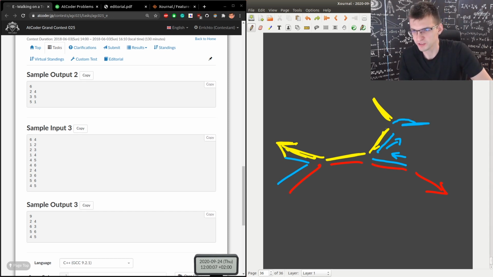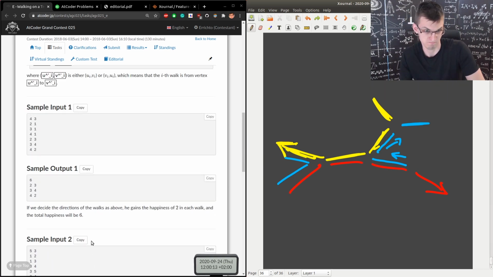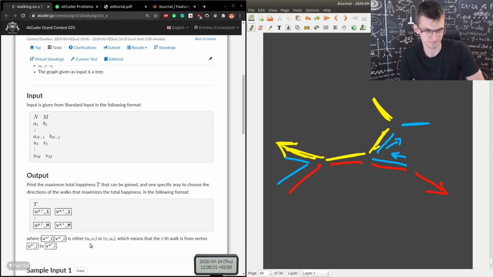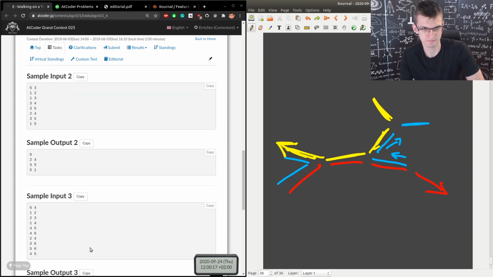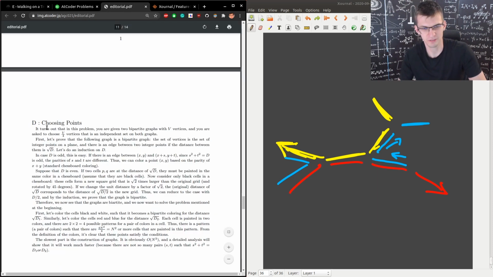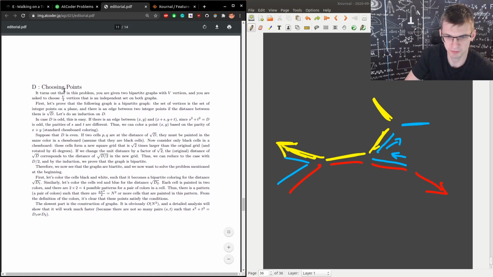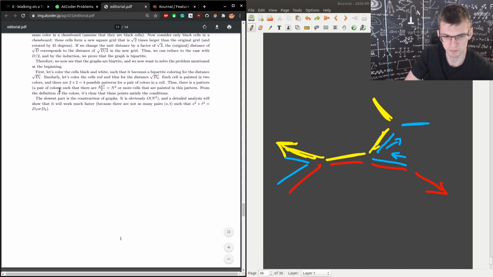I'm going to greedily find any path about which I know how it should be directed. Is that the solution? For sure. I think it shouldn't be difficult in quadratic time, but it seems too easy. Let's see, prefix of the editorial.